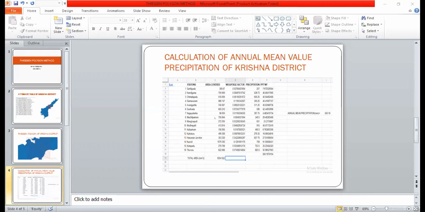Go to the first slide. Yeah, click on the first slide and put it on presentation mode.